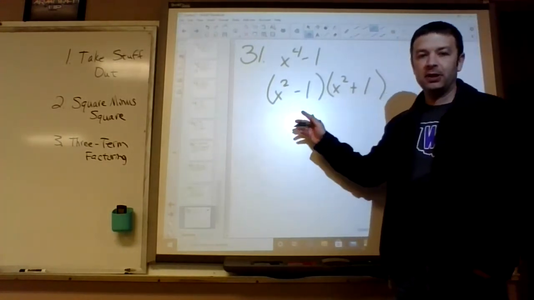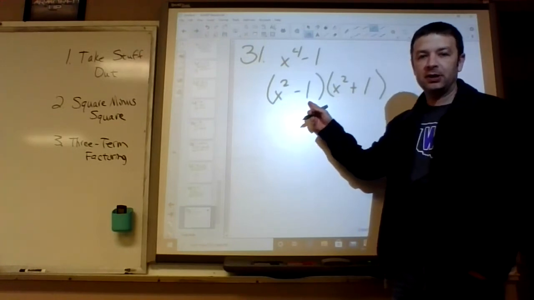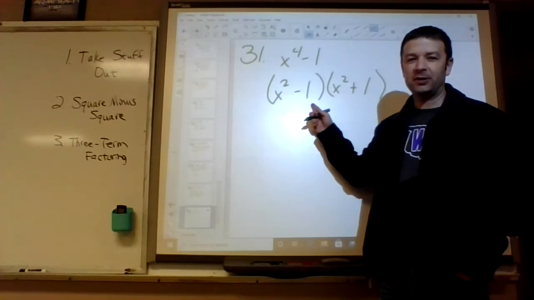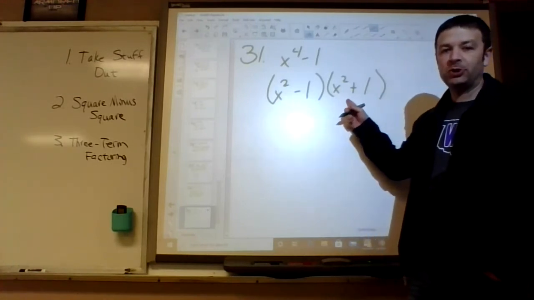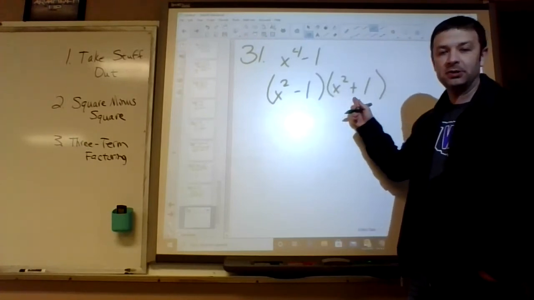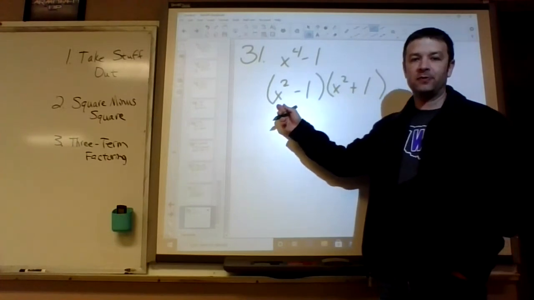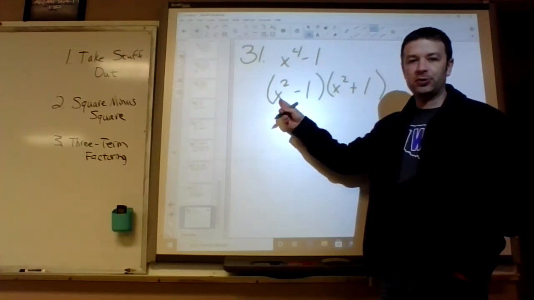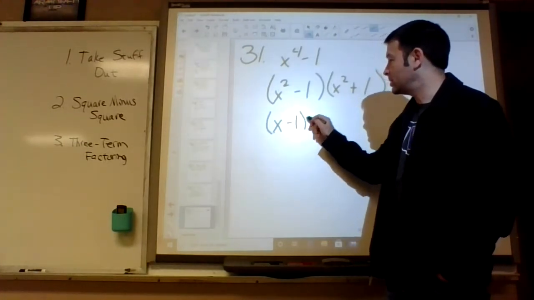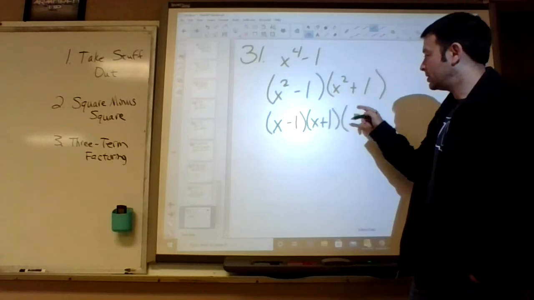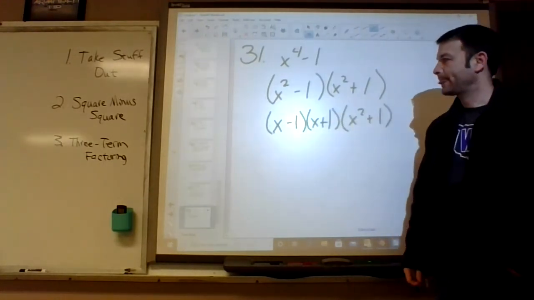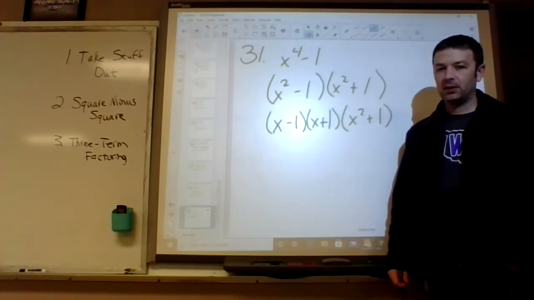Here's the thing though, if you look at this first factor, it also is a square minus a square. So it's going to factor again, this one will. This one will not factor again because it's a square plus a square, which is not factorable. So this is going to stay the same, this one will factor again. So what are the roots? x and 1. So it's x minus 1, x plus 1. And this thing will stay the same, x squared plus 1. And that's that.